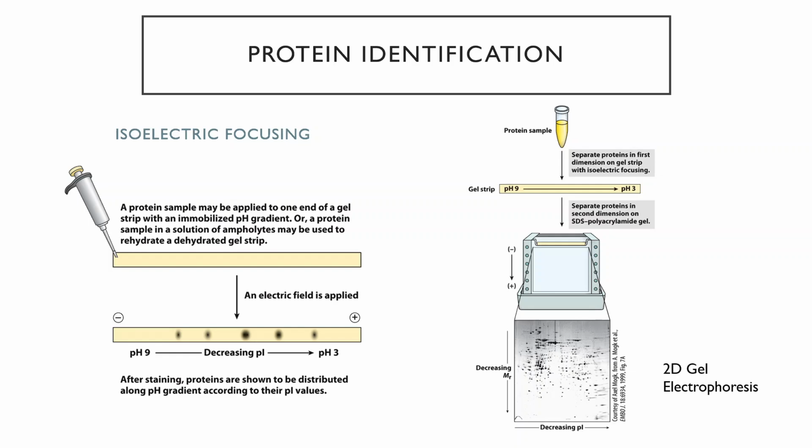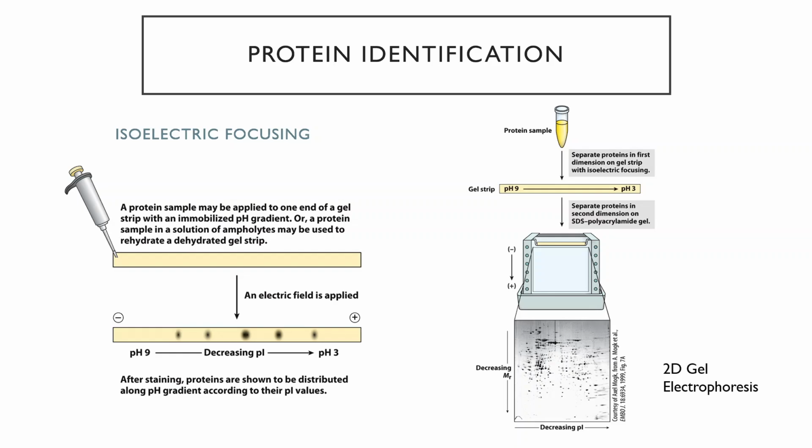So what you'll have then is a bunch of dots along this gel that correspond to proteins that stopped when they got to their PI. So isoelectric focusing is just a way to separate proteins by their PI. And then you can combine isoelectric focusing and regular gel electrophoresis, or SDS gel electrophoresis.